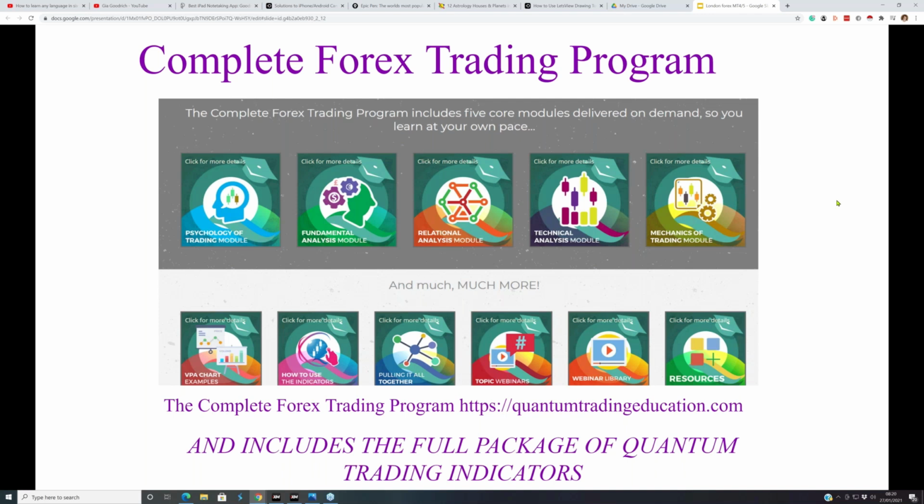The fundamental analysis module, as I said, is from the perspective of currencies, but the Forex market sits at the center of the financial markets. So if you know what currencies are doing, that can also help you with other instruments, relational analysis as well. And as I said, the technical analysis module is a huge deep dive into VPA. And of course, the most important module is probably the psychology of trading module, which is applicable to everything.